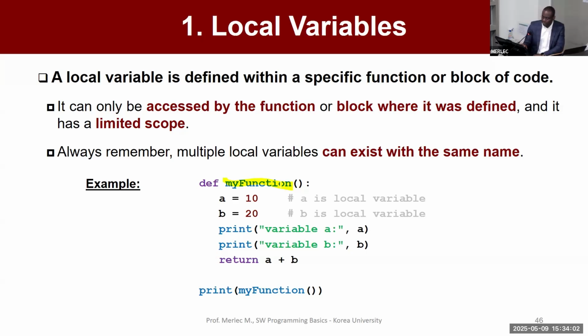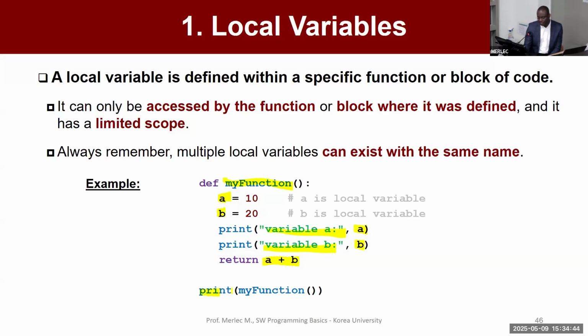But inside the function, we have a and b, which are local variables. They are only known by my function. Outside my function, if you use a or b, the interpreter will not be able to identify them. And then a and b are declared and initialized with the initial values 10 and 20. Then you print the variable a value, and then variable b. Then you return the sum of a plus b to the calling line.